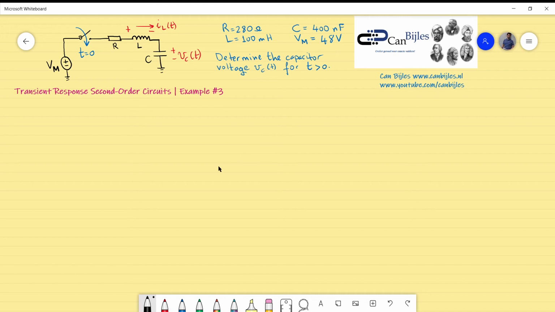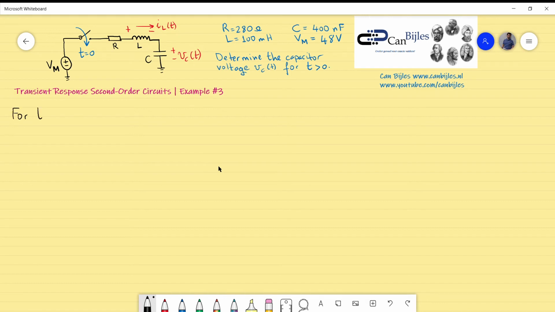So what we did for the previous two examples, we will carry out the same procedure here. We would like to know the capacitor voltage VC, and that will be a summation of the forced response and the natural response. So let's start with situation number 1.